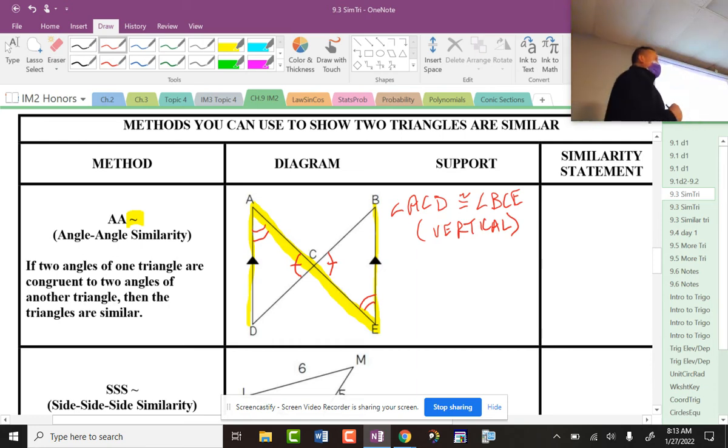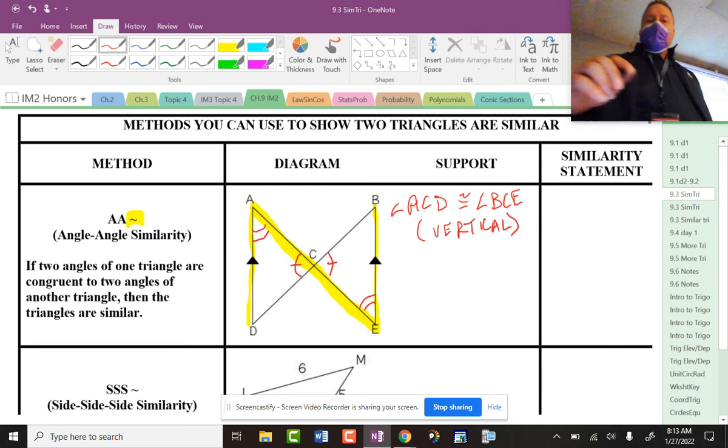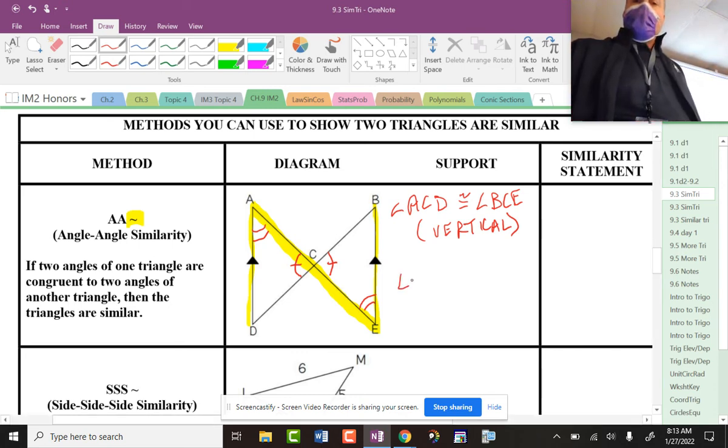Okay, and vertical angles are congruent. So we're not going to do that whole proof thing and all that writing. And then angle DAC for sure. And remember how to name angles. The vertex must be in the middle. Angle B, BE.